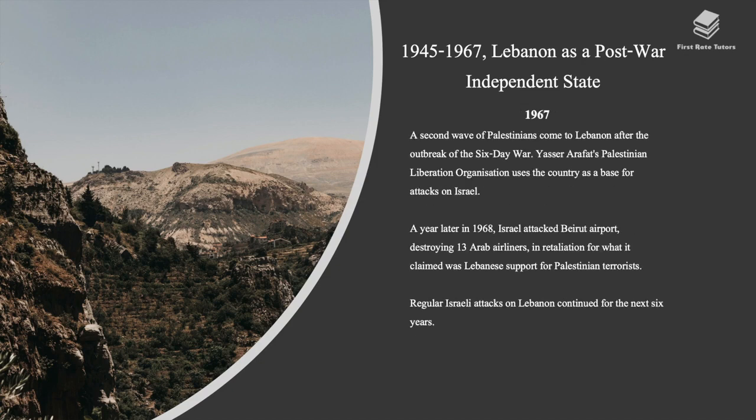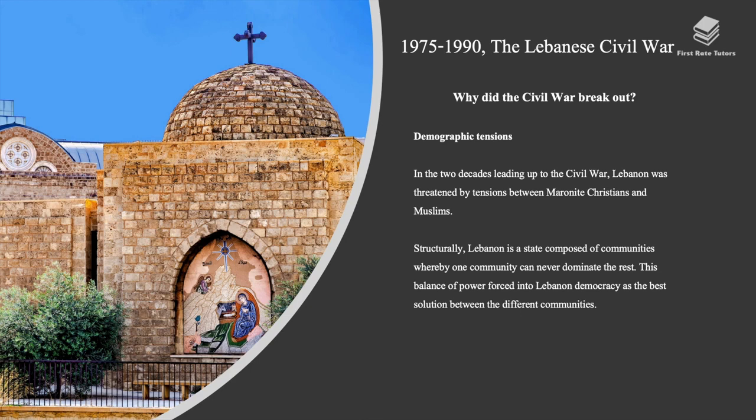In 1967, a second wave of Palestinians came to Lebanon after the outbreak of the Six-Day War. Yasser Arafat's Palestine Liberation Organization used the country as a base for attacks on Israel. A year later, in 1968, Israel attacked Beirut airport, destroying 13 Arab airliners in retaliation for what it claimed was Lebanese support for Palestinian terrorists. Regular Israeli attacks on Lebanon continued for the next 6 years. Then, between 1975 and 1990, a civil war in Lebanon broke out.